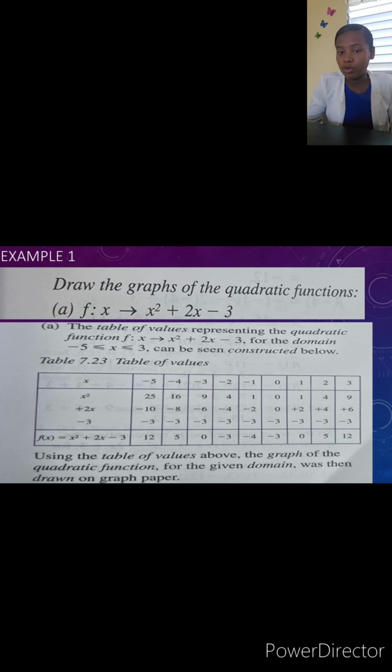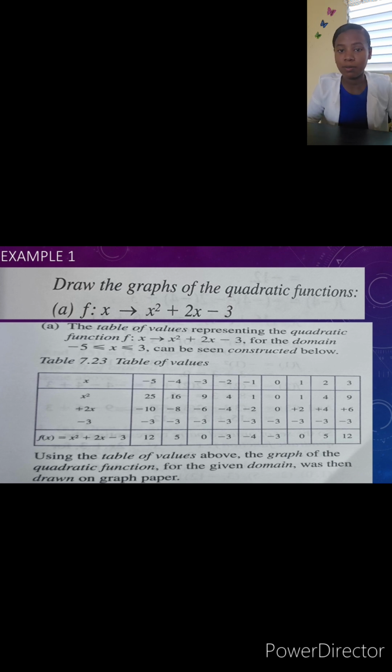So now what we have to do is add them together. Very good. So we're going to add 25 subtract 10, which is 15. 15 subtract 3 is 12. Very good. So what is 12? That is the y value.